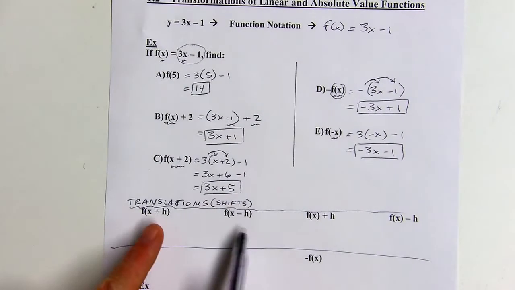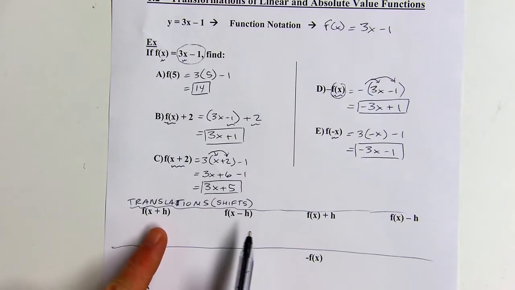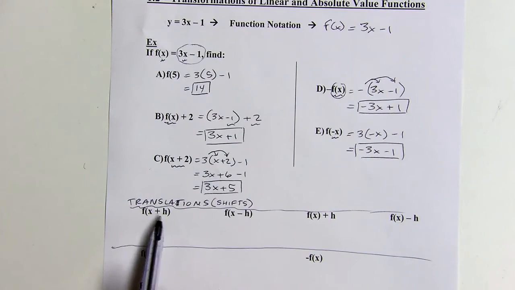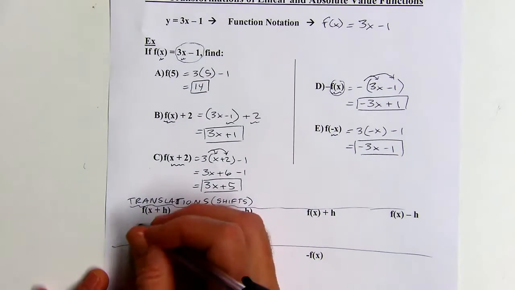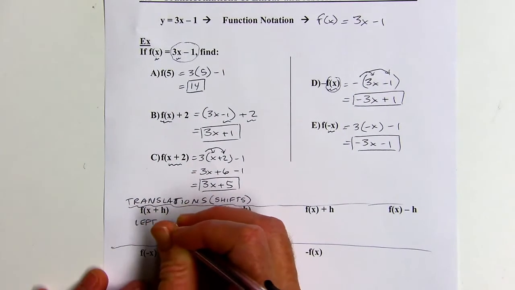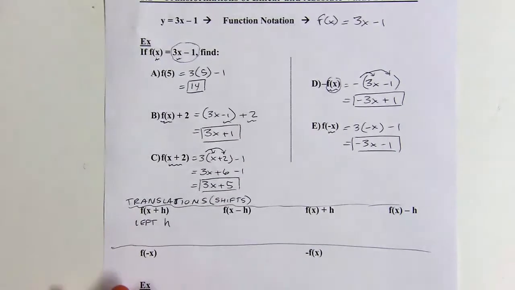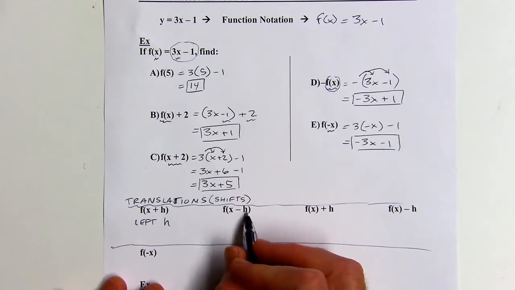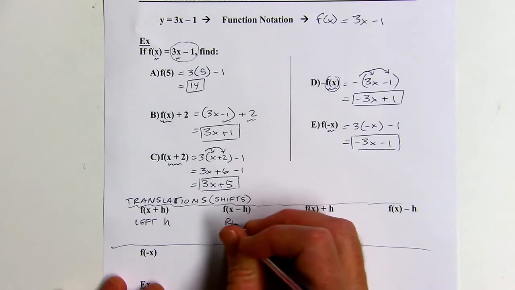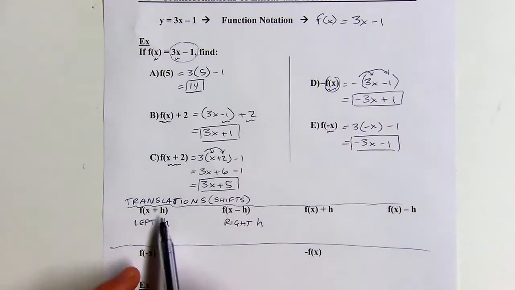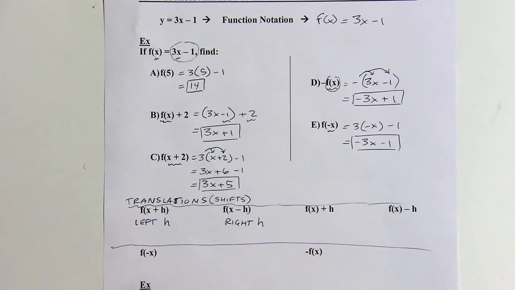Okay, when we're adding or subtracting to an input, that's actually going to move things left or right, and it might go a little opposite to how you might think. When we're adding something to the input, we're actually going to go left h. When we're subtracting from the input, we're going to go right h. So when we're talking about input, adding is left and subtracting is to the right.